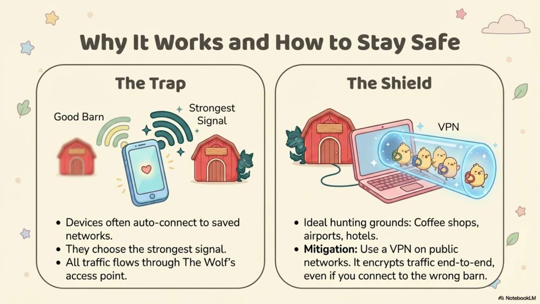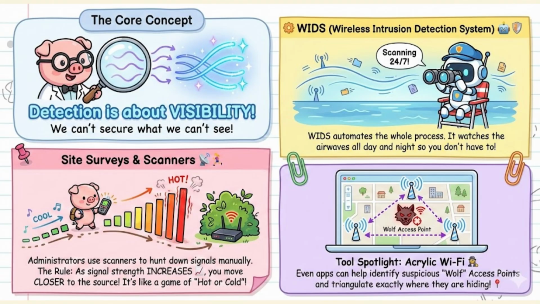In public wireless networks, use a VPN. It encrypts traffic end-to-end, even if you connect to the wrong barn. Detection is about visibility. Administrators use site surveys and scanners. As signal strength increases, they move closer to the source. Wireless intrusion detection systems, or WIDS, automate this process. Even tools and applications such as Acrylic Wi-Fi can help identify suspicious access points and triangulate locations.